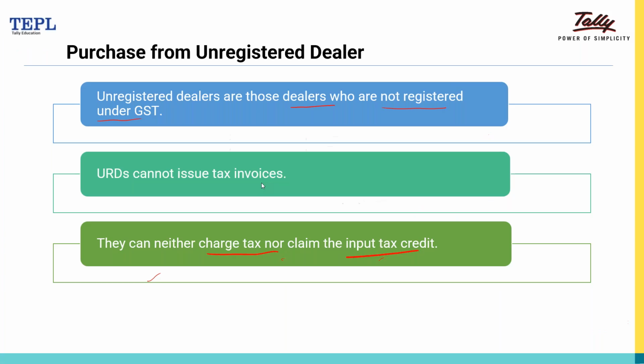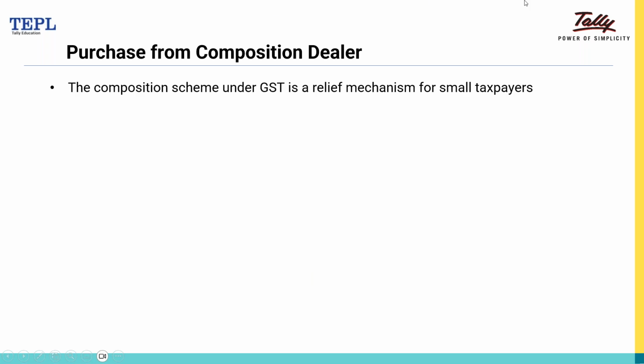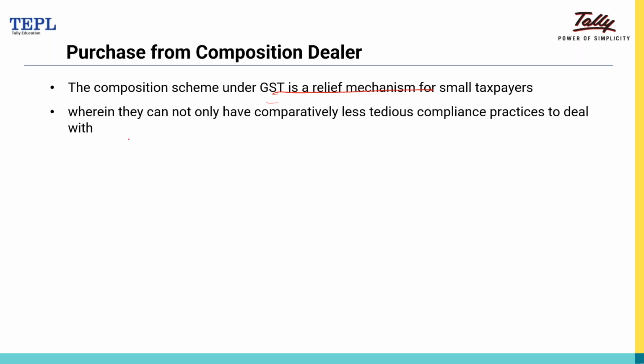So now I'm going to discuss the composition dealer. It's very important and interesting to understand the composition dealer transaction. So this is purchase from a composition dealer. The composition scheme under GST is a relief mechanism for a small taxpayer, which means they have comparatively less tedious compliance practices to deal with.